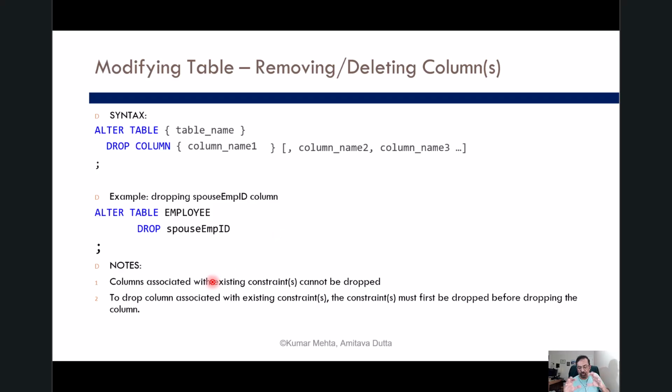So there are some constraints. You can't drop each and every column. Columns associated with existing constraints, so primary key, foreign key constraint, cannot be dropped. We haven't yet seen examples of constraints yet. We'll see that in a couple of minutes. But if you have a column associated with an existing constraint, then in order to drop that column, you first have to remove the constraint and then drop the column.